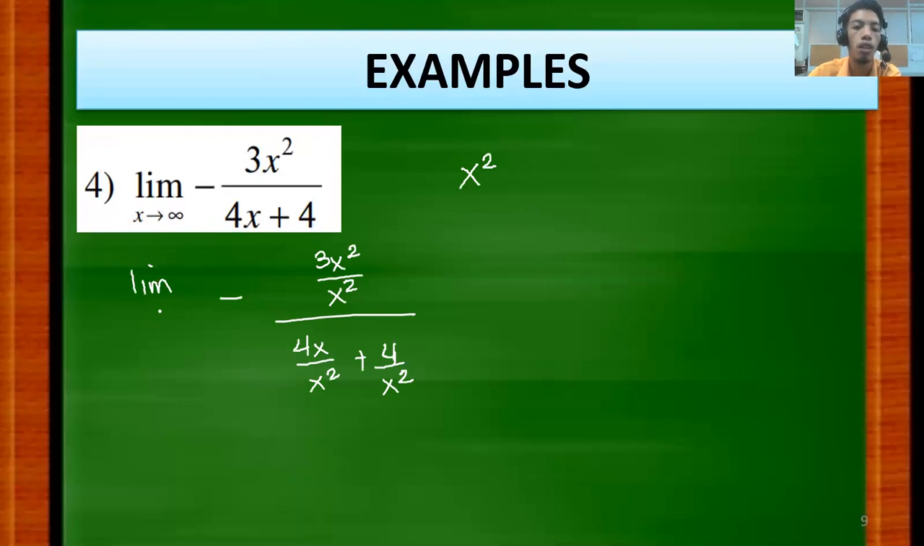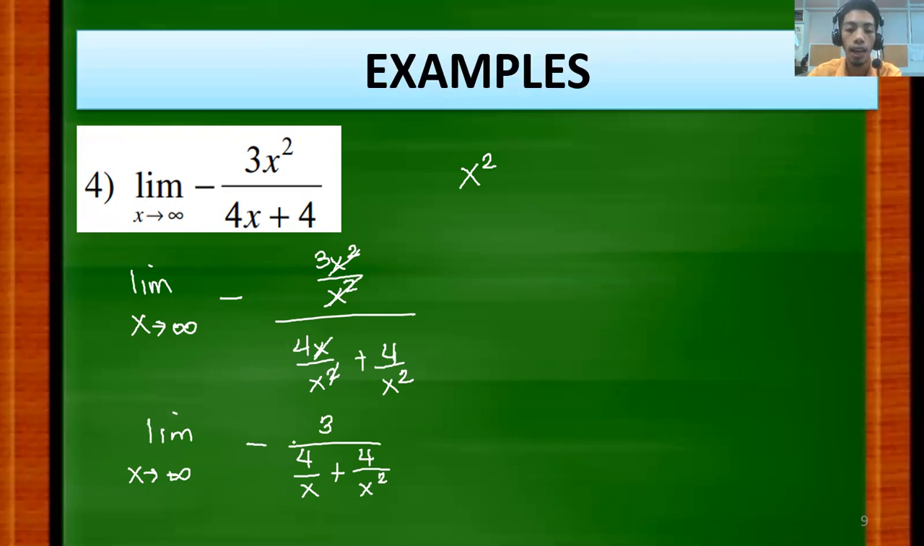Okay, so as x approaches positive infinity. After that, cancel what should be canceled. So x squared cancels. So you have the limit of negative 3 on top because the x squared has been canceled. And then 4x over x squared: x cancels and you have an x left at the bottom. So you have 4 over x plus 4 over x squared. After that, that is the remaining expression. You will substitute infinity for all x.